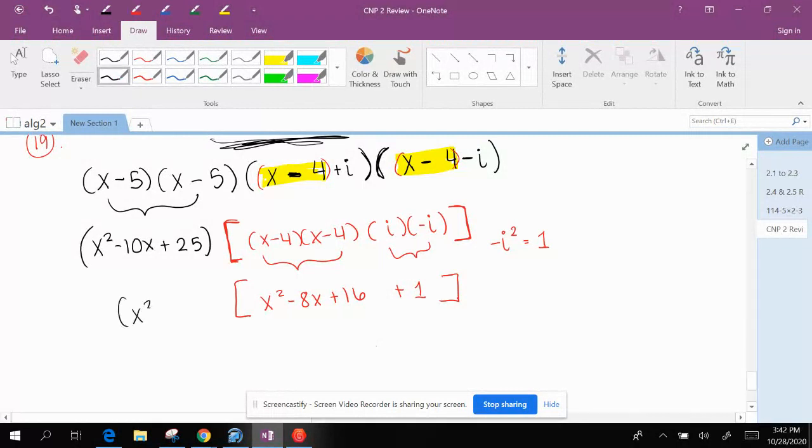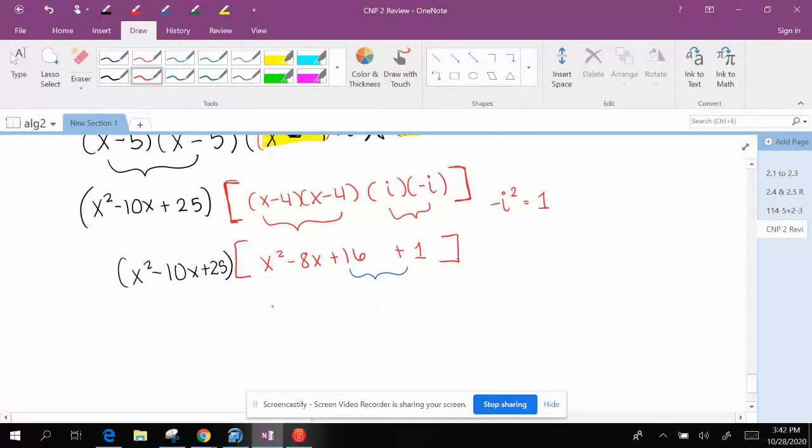Bring my outside trinomial down. And now I can combine these two terms because they are both constants, so they are alike. And in the center now I have x squared minus 8x. 16 plus 1 is 17. And on the outside I have x squared minus 10x plus 25.